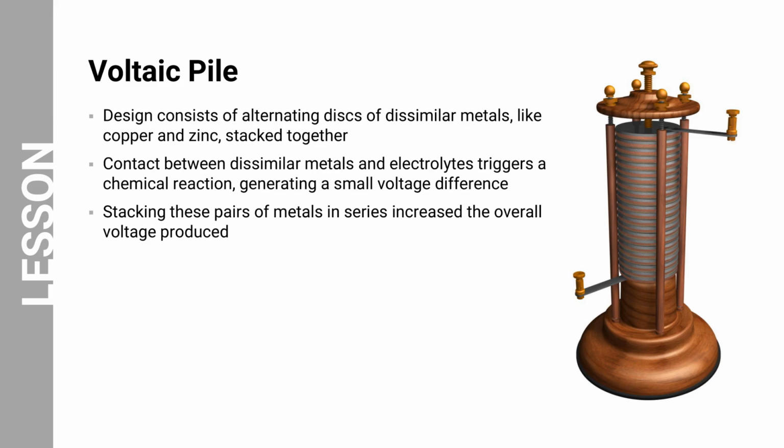The contact between the dissimilar metals and the electrolyte triggered a chemical reaction to enable it to function, generating a small voltage difference at each junction. Stacking these pairs of metals in series increased the overall voltage produced. While not very powerful by today's standards, the voltaic pile was groundbreaking. It provided a reliable and relatively constant source of electricity.